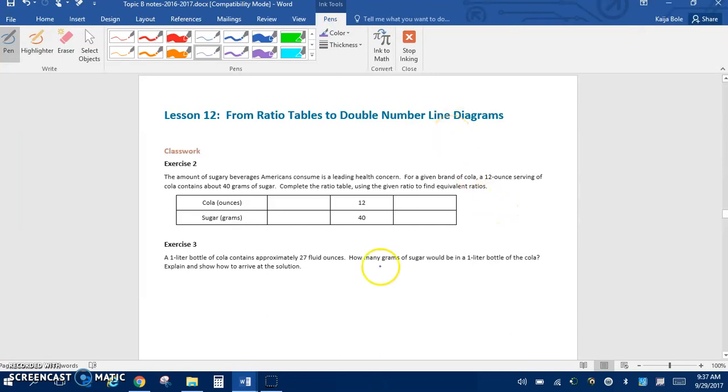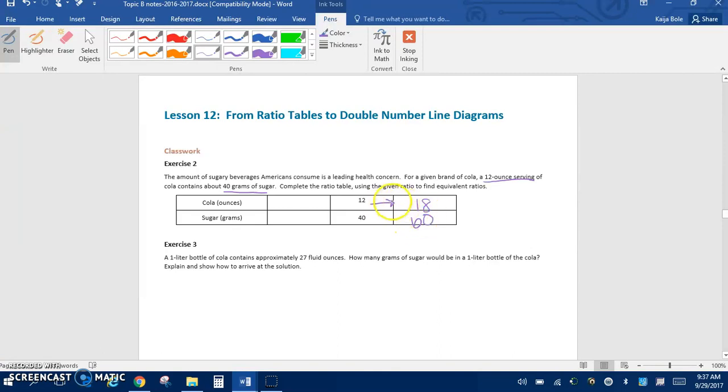So exercise 2 says the amount of sugary beverages Americans consume is leading to health concerns. For a given brand of cola, a 12-ounce serving of cola contains about 40 grams of sugar. Complete the ratio table using the given ratio to find equivalent ones. So we know that the 12-ounce serving gives us 40 grams of sugar. What we're going to do is first move to the right, and first we're going to put in the numbers 18 and 60.